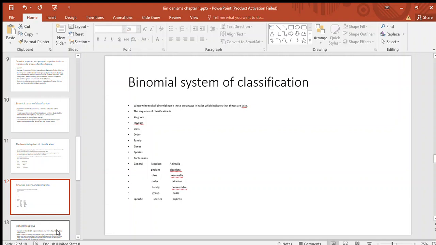When we write a typical biological name, these are always in italics, which indicates that these are Latin. The sequence of classification is first of all kingdom, then phylum, class, order, family, genus, species.